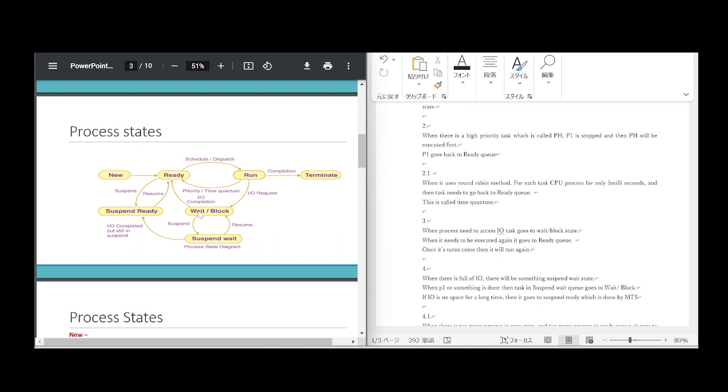But let's say the wait or block state has a capacity of four processes, and IO1, IO2, IO3, and IO4 come into this block already. If there's one more task coming to this state, more than the capacity, it cannot store any more processes here. In that case, it goes to suspend wait.